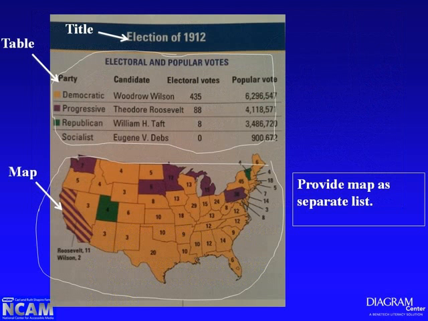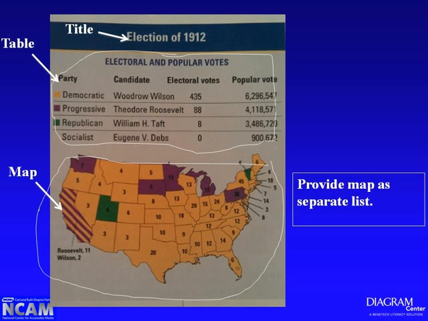So in any case, this one is a complex image in that it has a lot of information. It really has two separate images. We have the title, of course, Election of 1912, and then we have what clearly can be converted into a data table at the top, and then the bottom is this map. There are three things really to consider about how to describe this map. And right off the bat, I'm going to show you two ways of providing the description of this map.